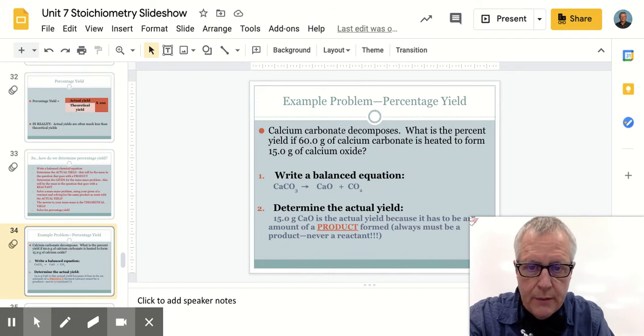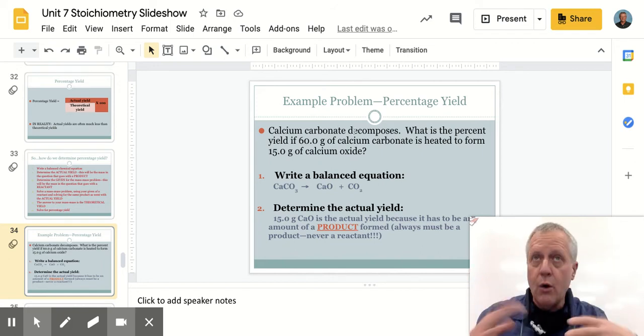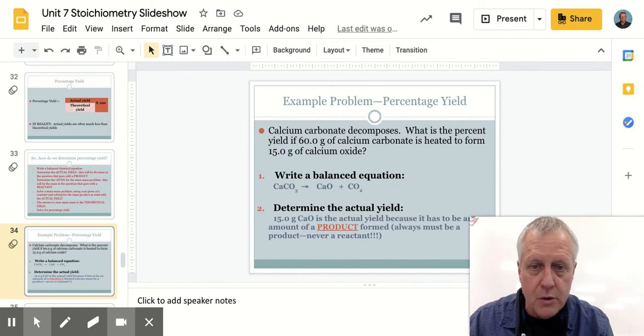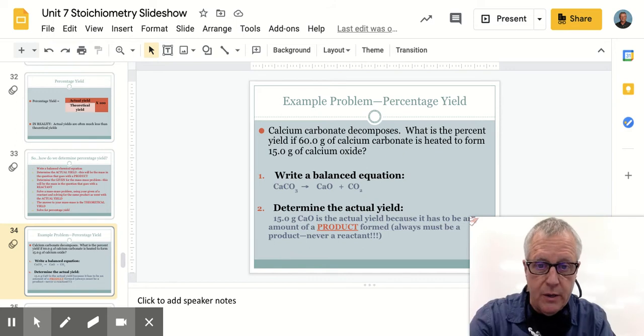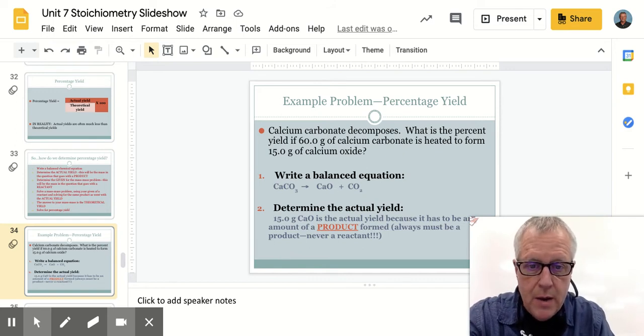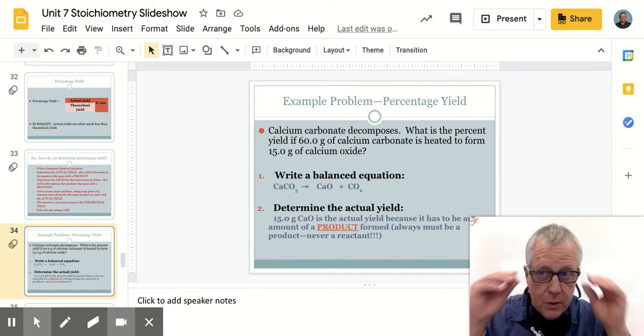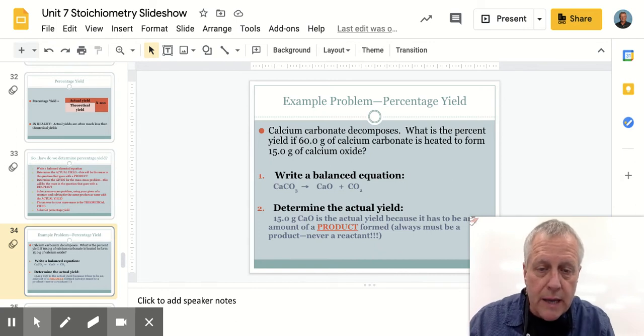Okay, so in this problem, we have calcium carbonate, which is the only reactant. So this is a decomposition reaction. This calcium carbonate is going to decompose after it's heated into calcium oxide and carbon dioxide. Now, we want to know in this problem what's the percent yield if you have a given amount of 60 grams. That is the reactant. Calcium carbonate is the reactant here, and that's the given amount, the 60 grams. So when you do your mass problem, that's where you're going to start.